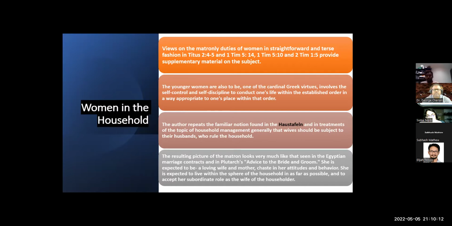And all these things definitely should have made Paul write about all these relationships, how to conduct themselves, and even how to behave when they come to the church. So here, the younger women also, one of the Greek values mentioned, mostly it is talking about self-control and self-discipline to conduct one's life within the established order, in the way appropriate to one's place within that order, which means there can be disorder, there can be people who misbehave.